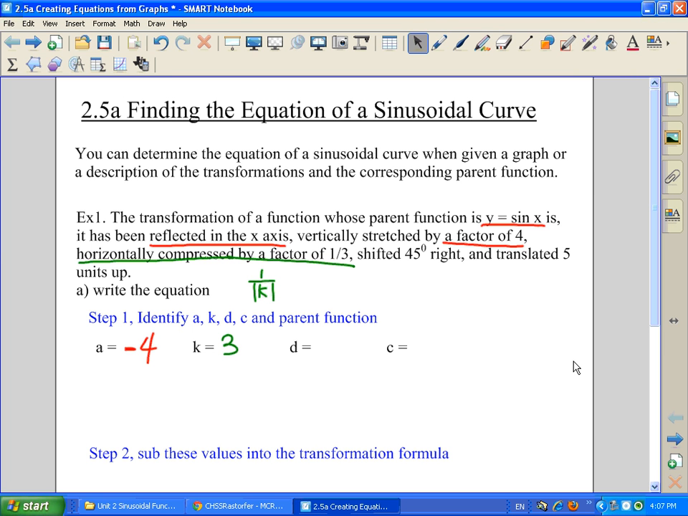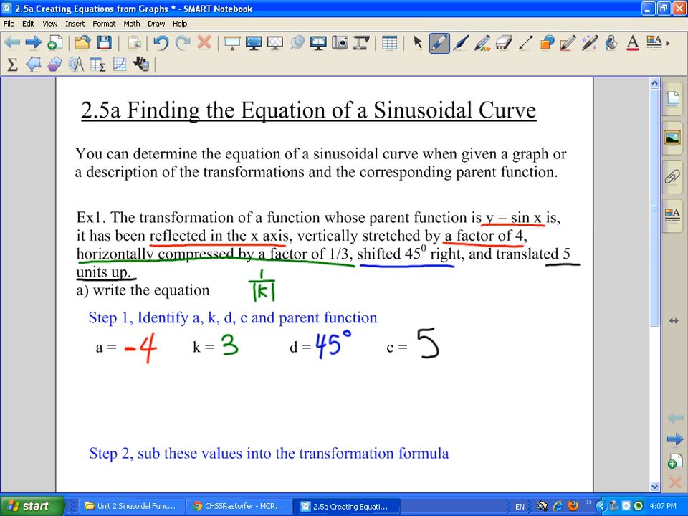Next, we notice that it shifted 45 degrees to the right. That tells us D, our starting point, is 45. And lastly, it says that it's translated 5 units up. So 5 units up means C is 5.